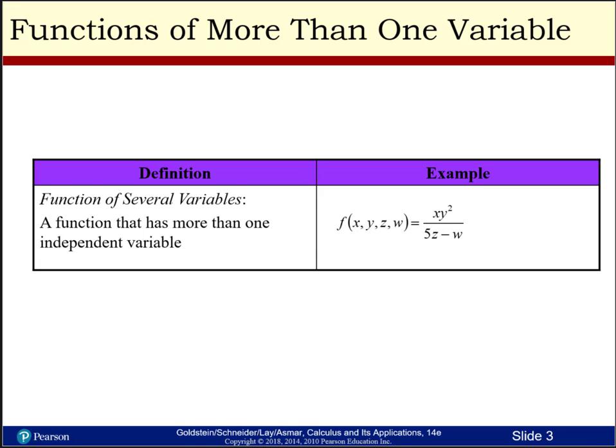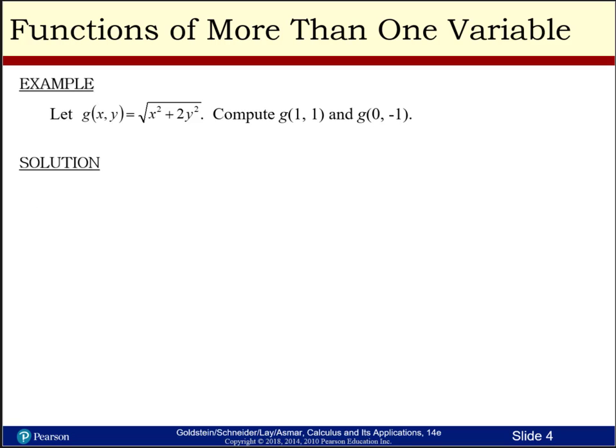Now, for our functions of more than one variable, we need to define functions of several variables. This is a function that has more than one independent variable, such as the function f of x, y, z, and w. And this might equal something like xy squared all over 5z minus w. It's just a function with all of those different variables in it.